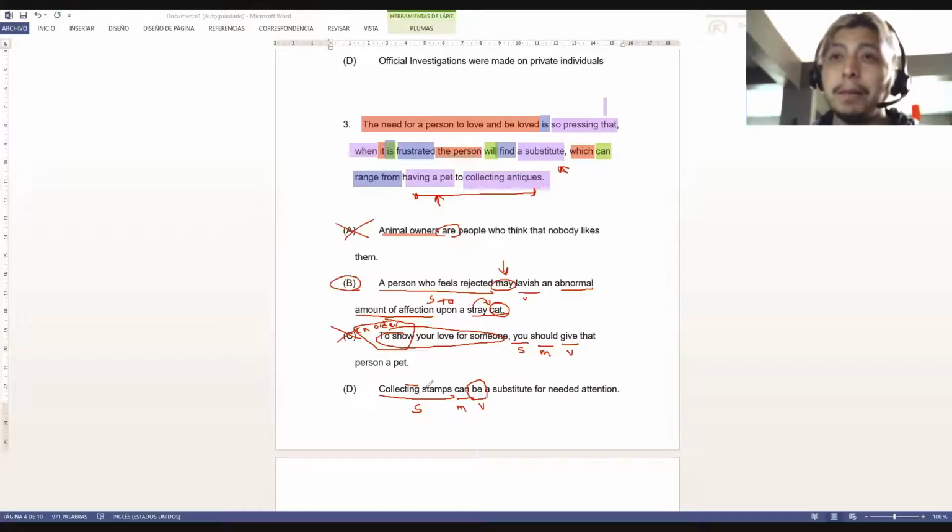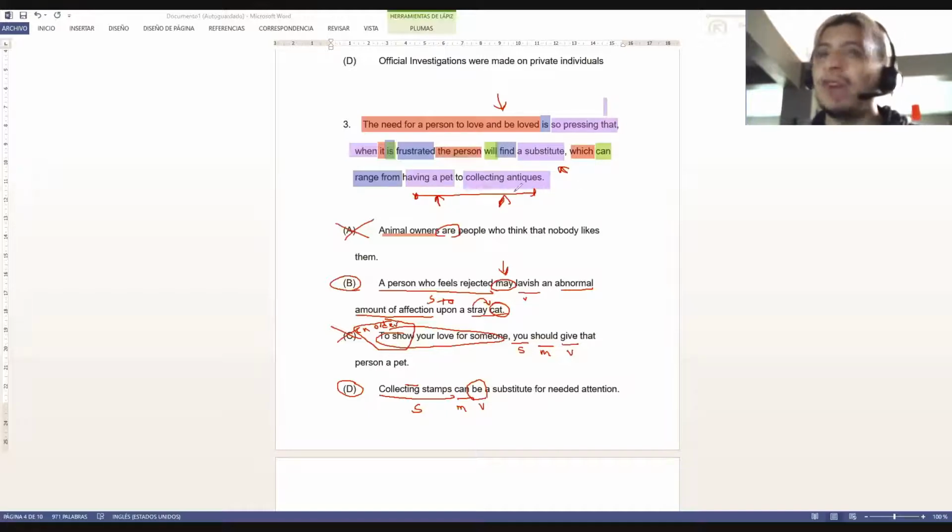a substitute for needed attention. So collecting stamps, you know, like the little stickers that you use for the postal service to send cards. There are people who collect them because they are not always the same, they change. So people collect stamps. Doing this, collecting stamps, can be a substitute for needed attention. I think this is possible. Because if you need attention, if you feel rejected, if you don't love and you are not loved, one thing that you can do is substitute it by collecting antiques. And collecting stamps is kind of like collecting antiques. This is just one of the possibilities.